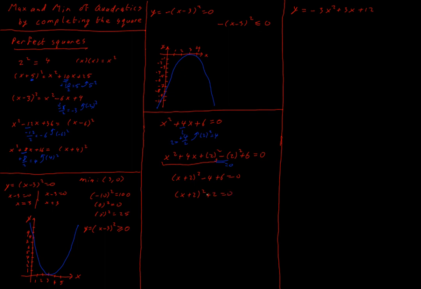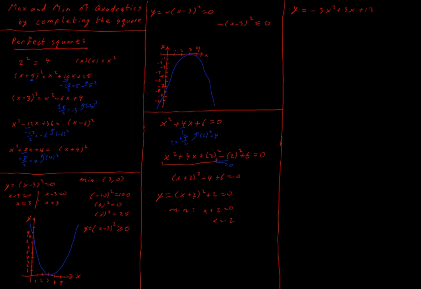Now, how does this help me? Well, it helps me because I know that the smallest value that this equation can have, the smallest y value, would be when the stuff in brackets here is going to be 0. So to find the minimum, in this case, because this is a positive squared bracket, I don't have a minus out here, the minimum is going to be when x plus 2 is equal to 0, and that's going to be when x is minus 2. So I know that the minimum is going to be when x is minus 2.